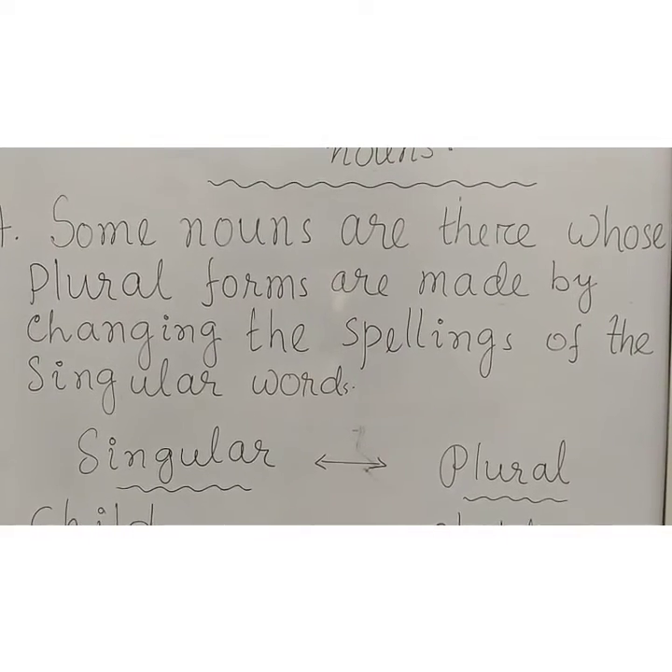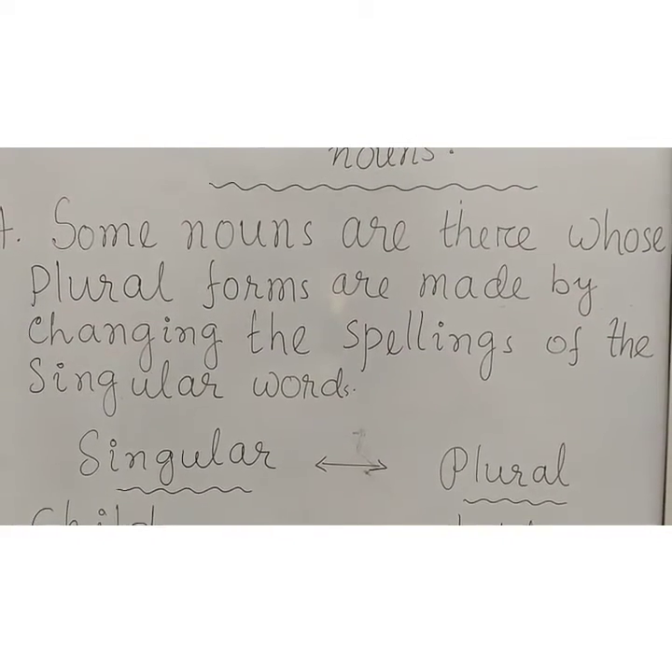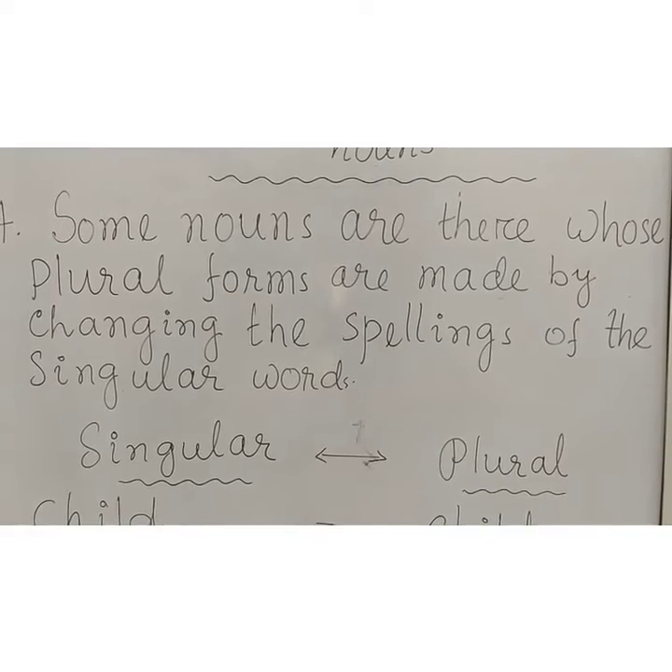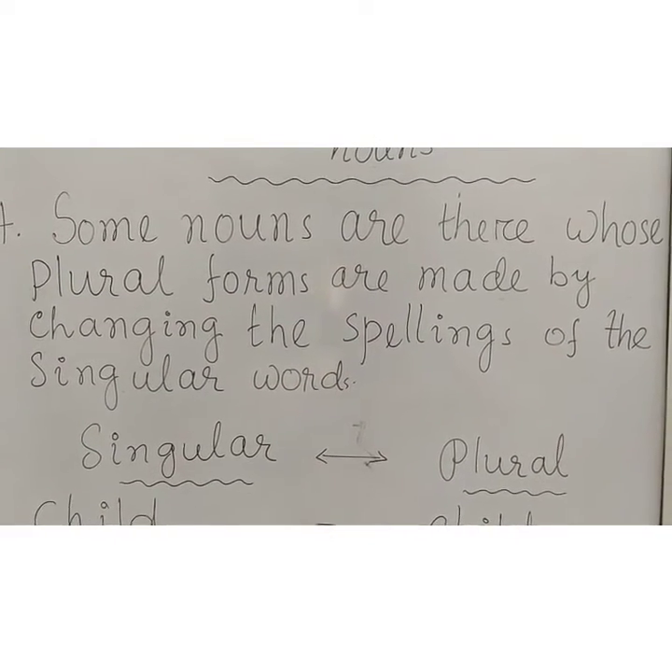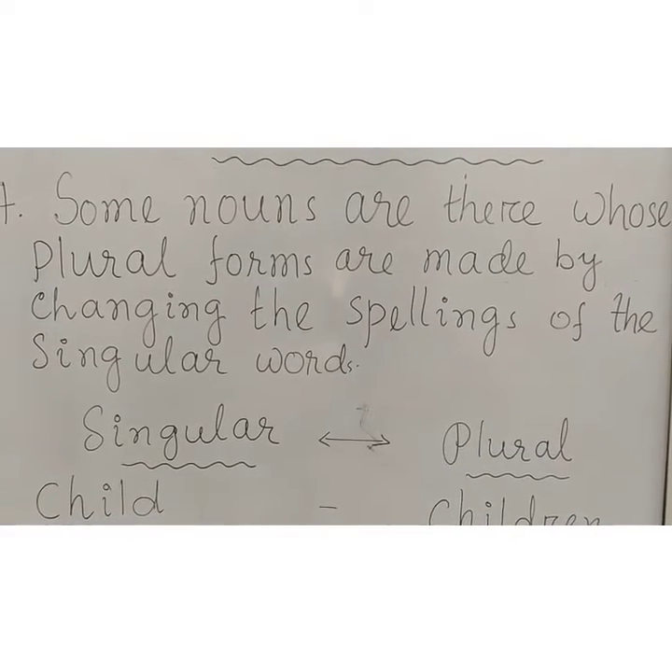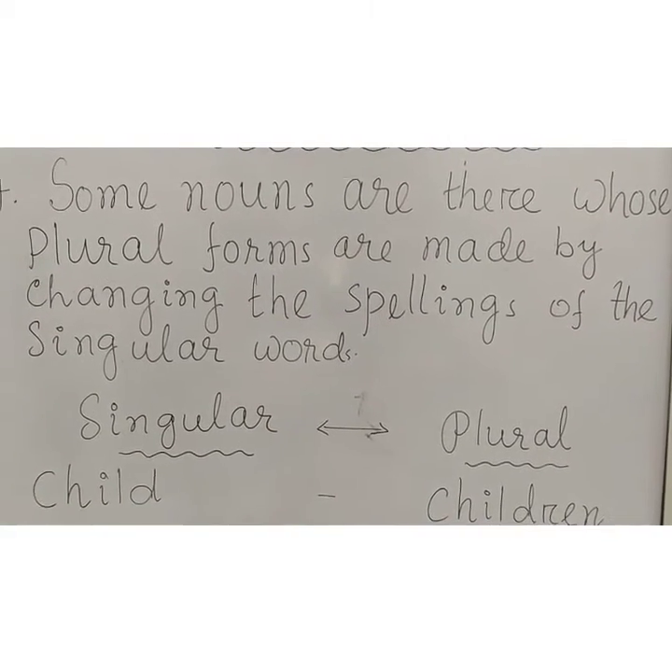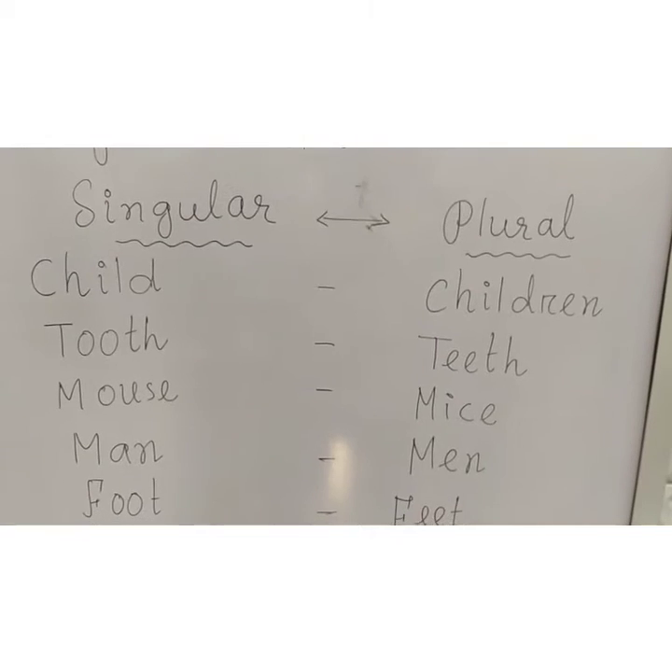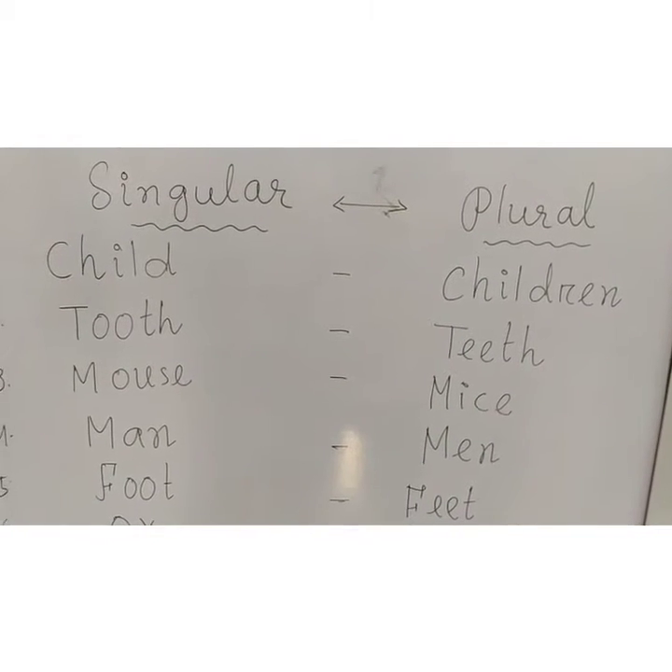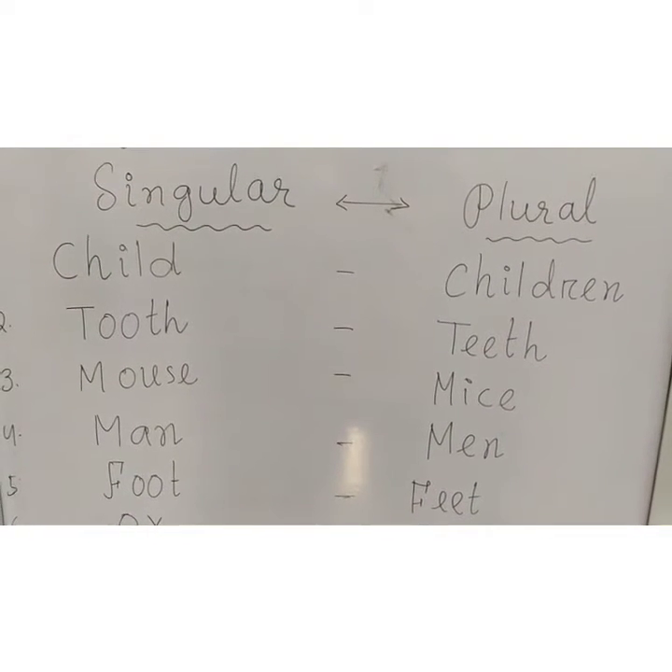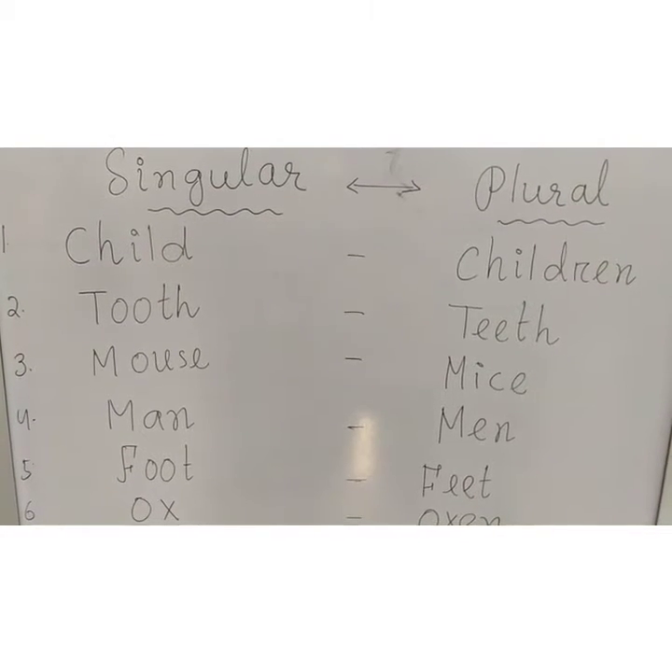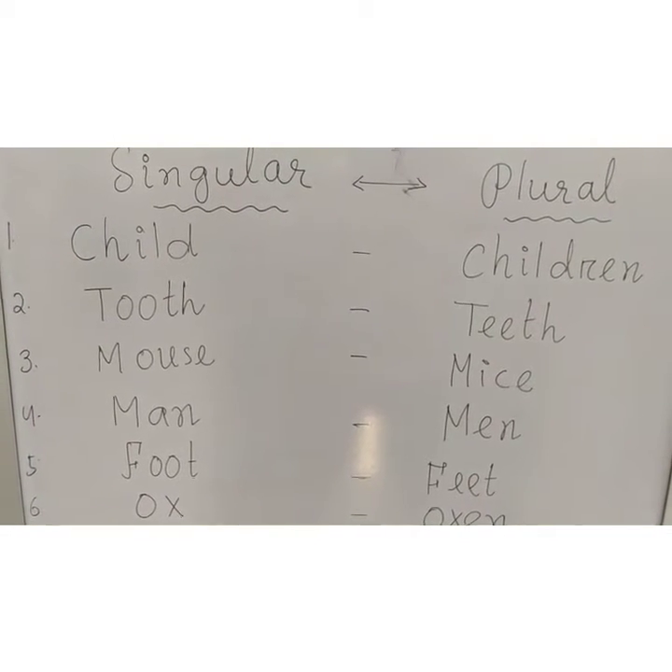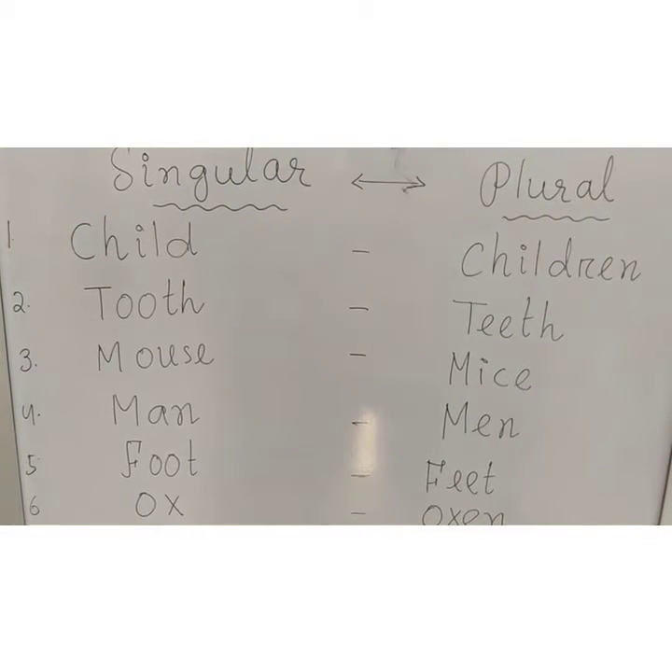Now, children, we will learn about some words having different spelling in singular and plural form. Some nouns are there whose plural form is made by changing the spelling of the singular word. Here are some examples, singular and plural. If it is one child, child. If it is more than one child, children. You can see the difference in their spelling.